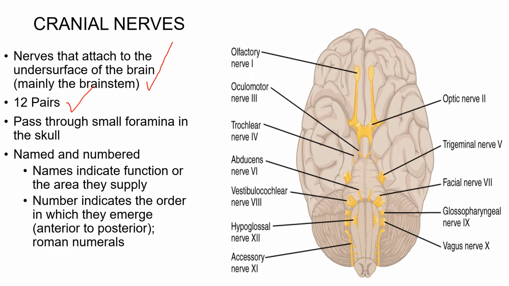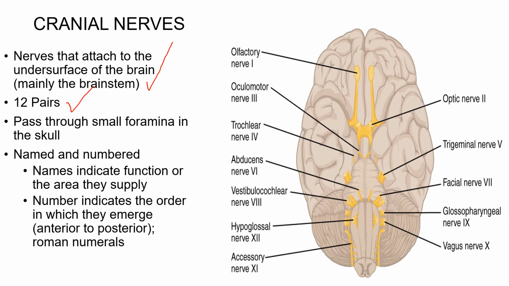And they're named and numbered based on either their job or what they supply. Like for example, the olfactory nerve, that makes sense. Olfaction is smell. The abducens nerve, that makes sense. It abducts something. And the vestibulocochlear nerve, that makes sense because the cochlea is in your ear, and this is the nerve that helps you hear. I didn't mean to rhyme, but that's what it is.